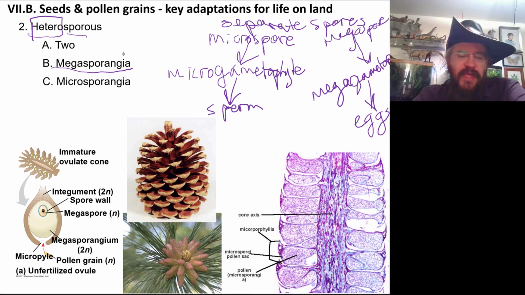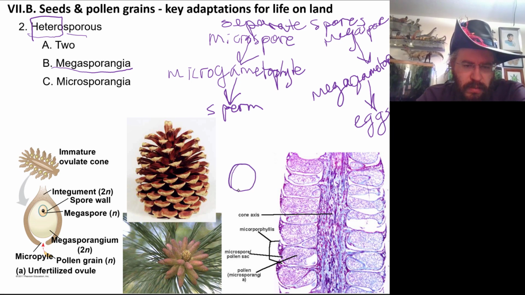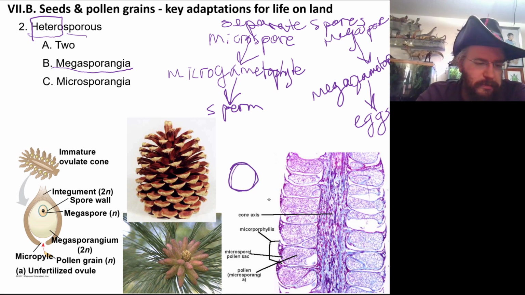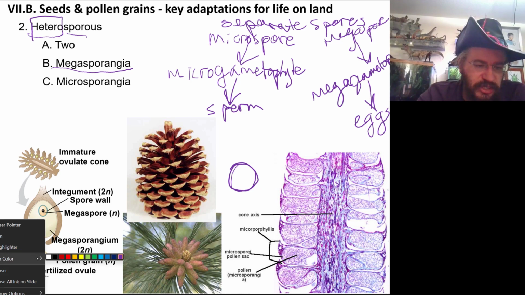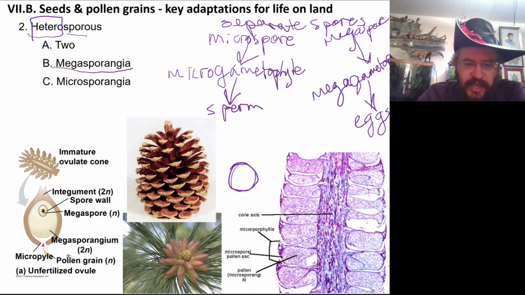Big deal about this is basically you have your megaspore mother cell. Change the ink color. Red's a classic.